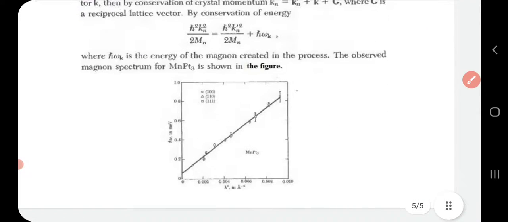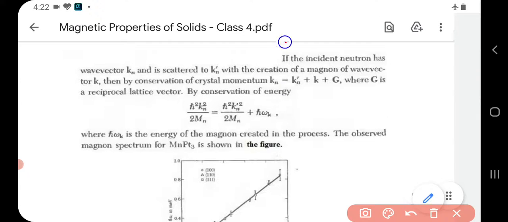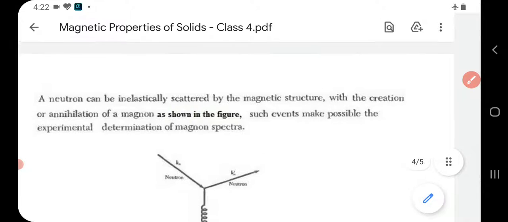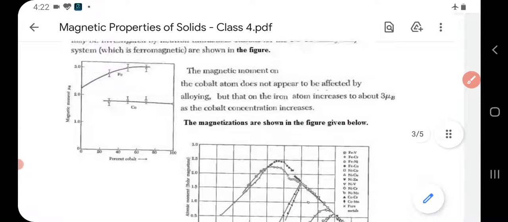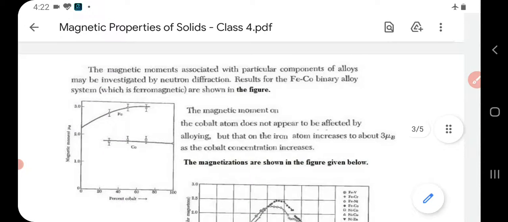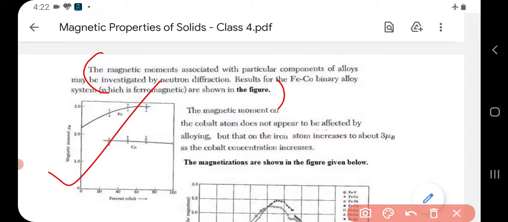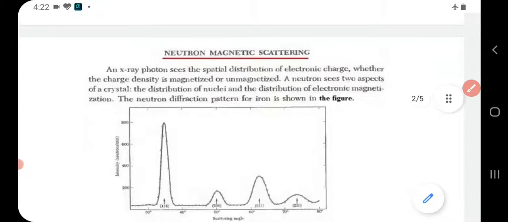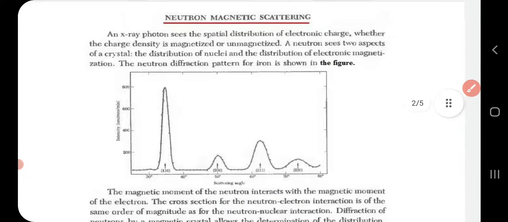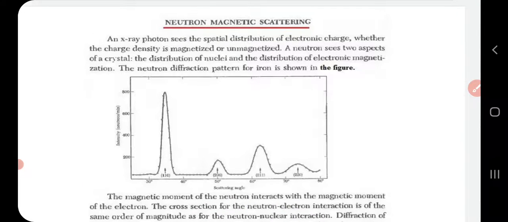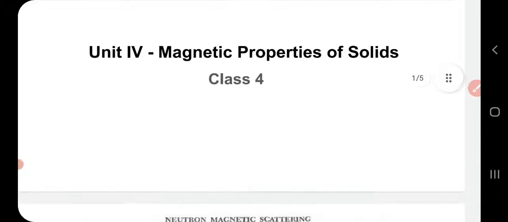No need of drawing this figure, it is enough that you write up to this. Then from this slide you can write, and this paragraph you can write. If you want, you can draw this diagram, and this slide also you can write. That is enough. This is all about neutron magnetic scattering.